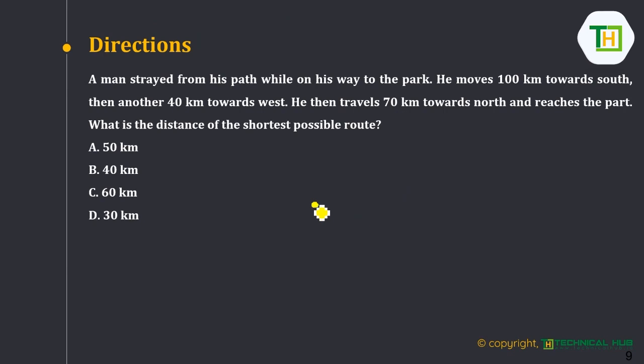So this is the starting point. So he moves 100 km towards south. So 100 km towards south means this is the south direction. So this is the 100 km towards south. And then this place to another 40 km towards west. So another 40 km towards west means this is the west direction. So another 40 km.